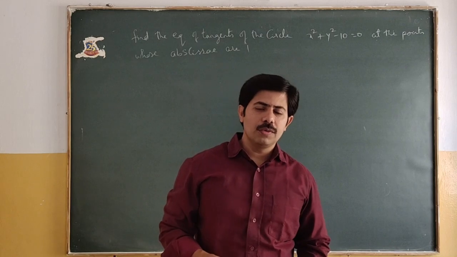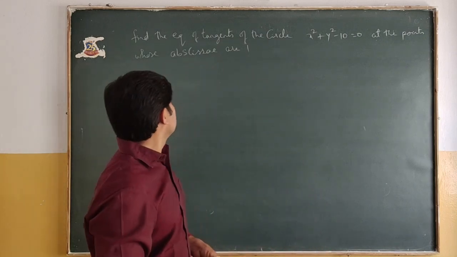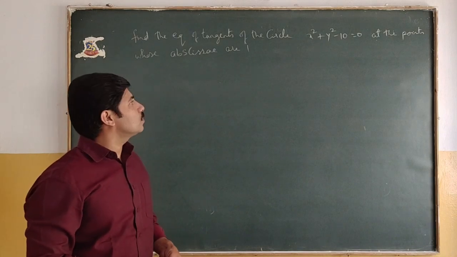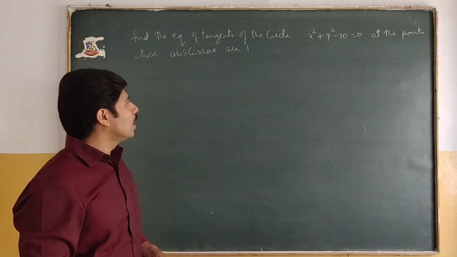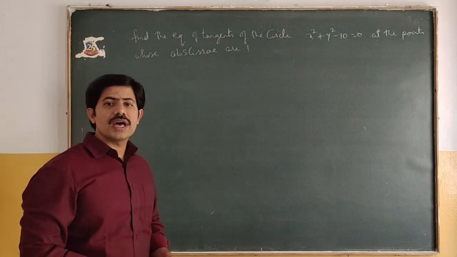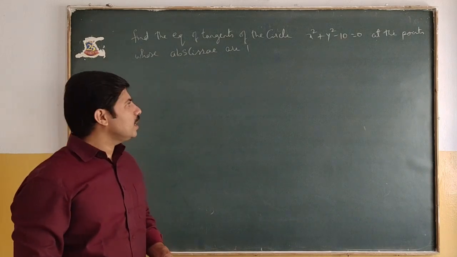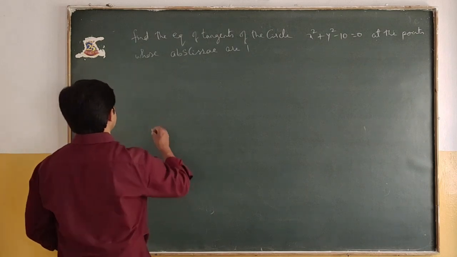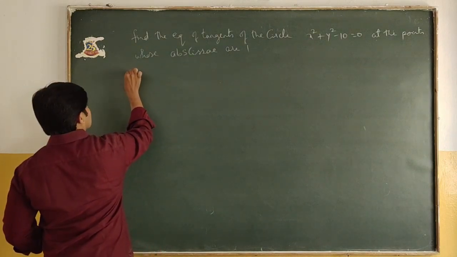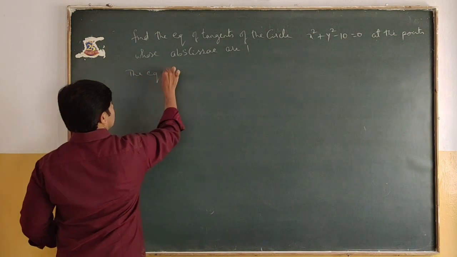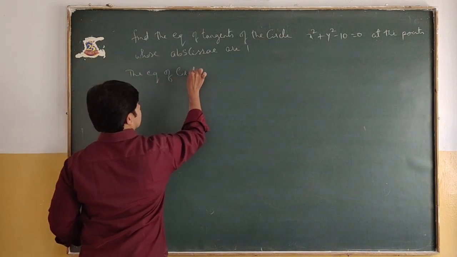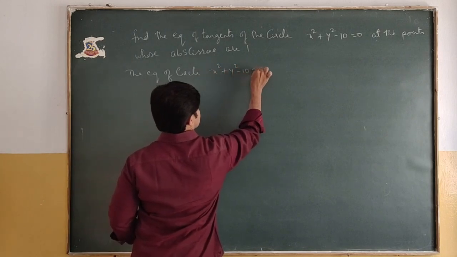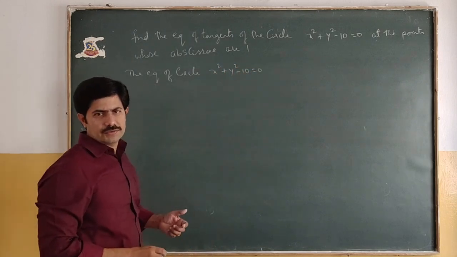So next we will do a similar type of problem. Find the equation of tangents to the circle x squared plus y squared minus 10 is equal to 0 at the points whose abscissa is 1. Here, abscissa means x value. So first we write down the equation of circle: x squared plus y squared minus 10 is equal to 0. This is the equation of circle.